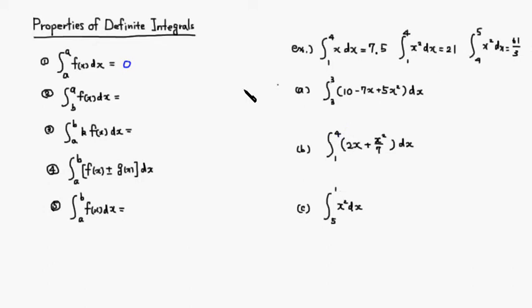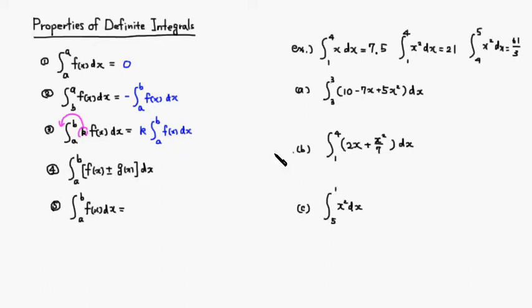When you switch the lower limit and the upper limit, it changes sign. So it's the negative of the integral from a to b of f of x dx. And when you have a constant multiple, just like the indefinite integral, we can kick the constant outside of the integral. So what you get is k times the integral from a to b of f of x dx.